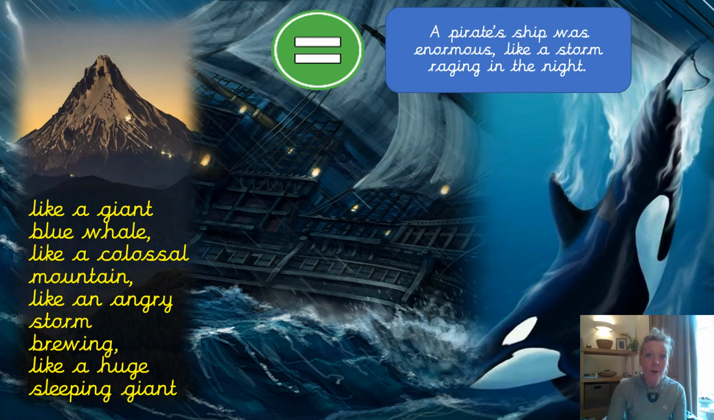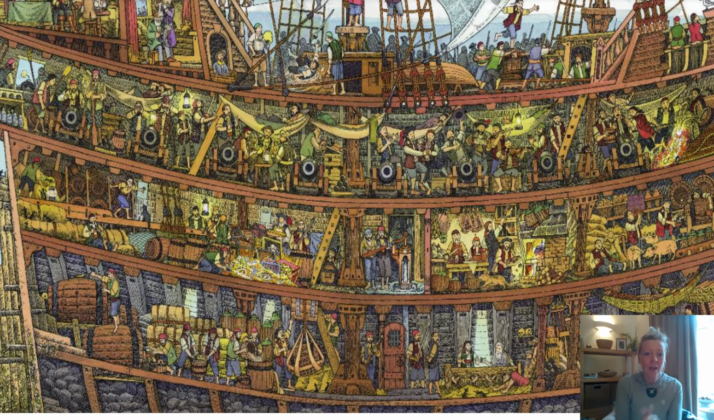Now we're going to go on to our last chunk. Have a really good look at this picture. It's a really lovely picture, a very busy picture of a pirate ship. Let's look inside. What can we see? There's so much activity, isn't there?